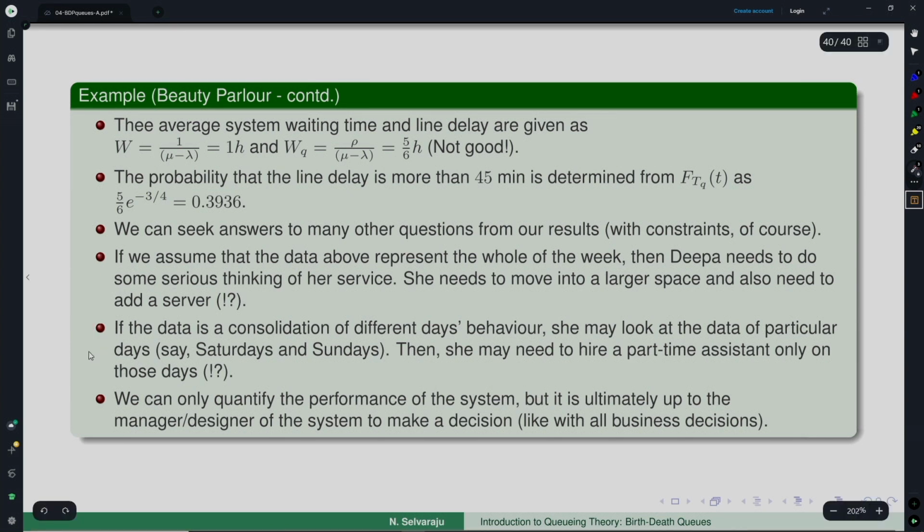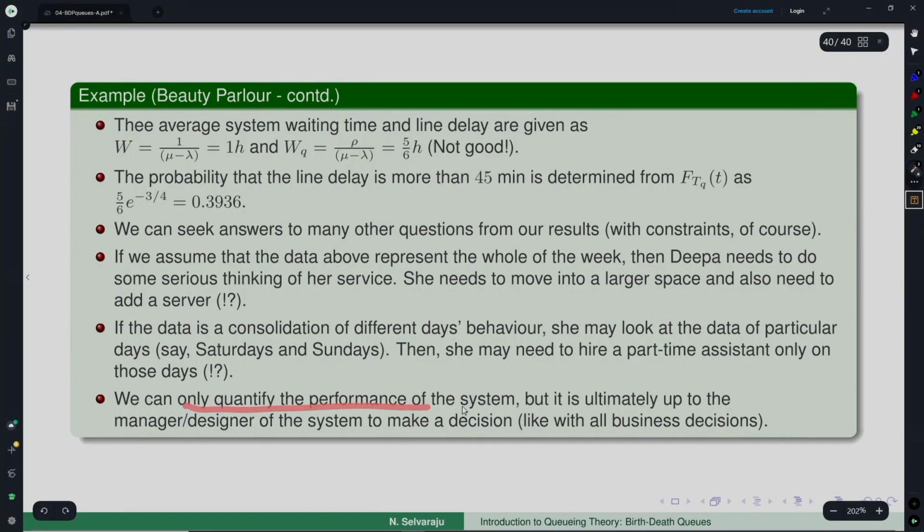So, these are the kind of things one has to do with respect to the data: what kind of data you have, what you are getting out of it, what kind of inferences you draw, and what the acceptable level is. This is what we call the quality of service. The parameters have to be specified so that there is a balance between these two.